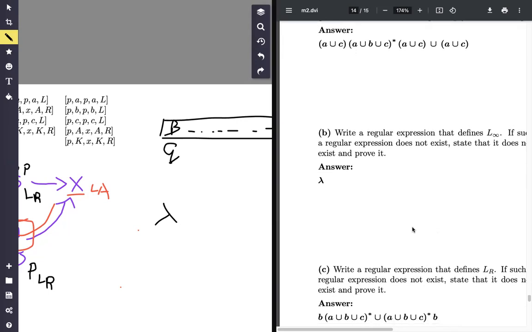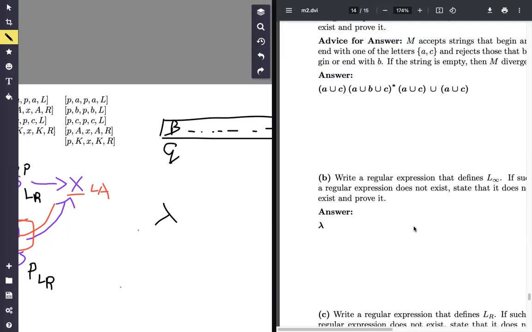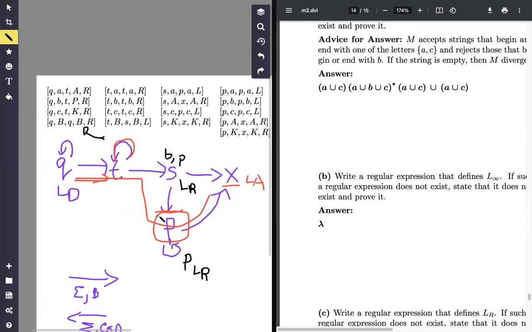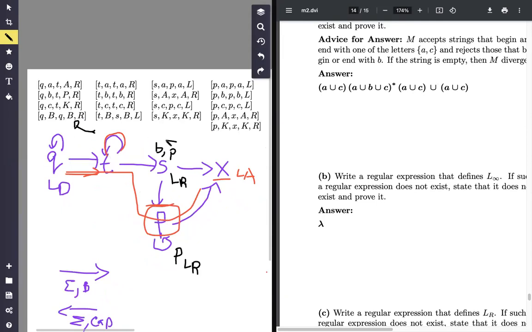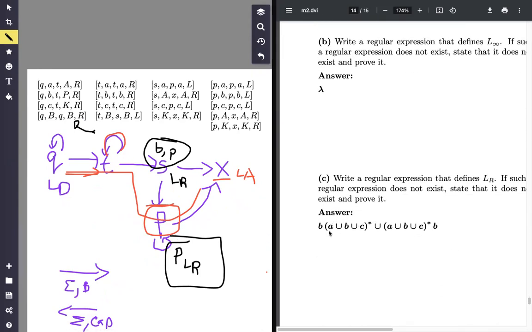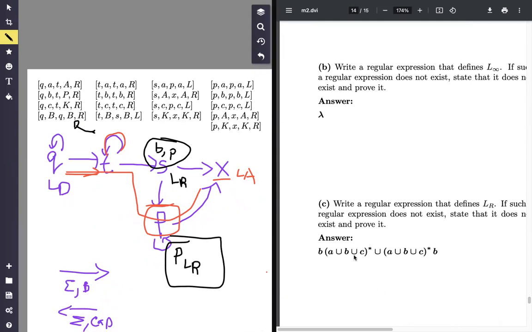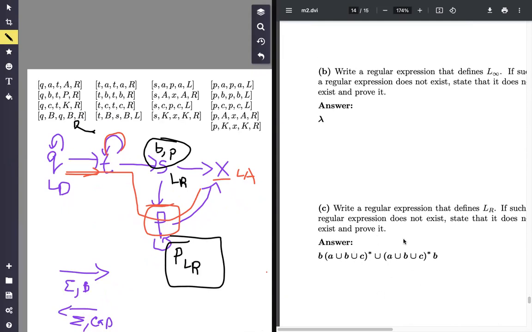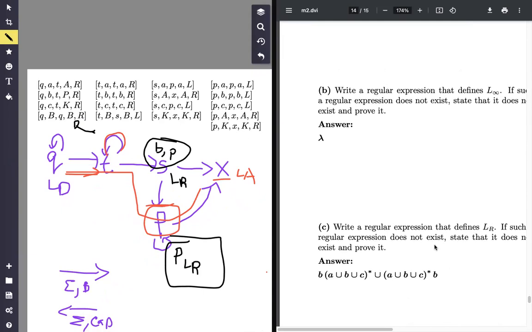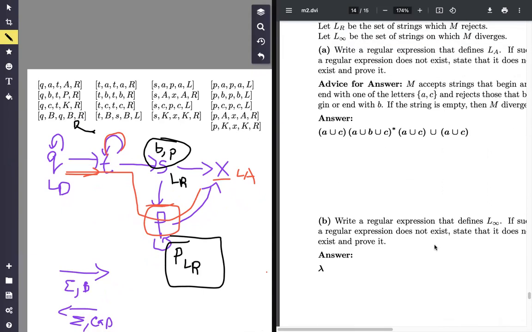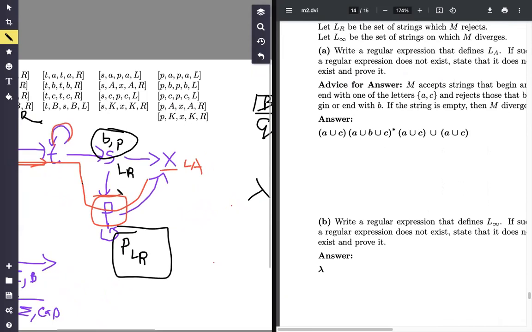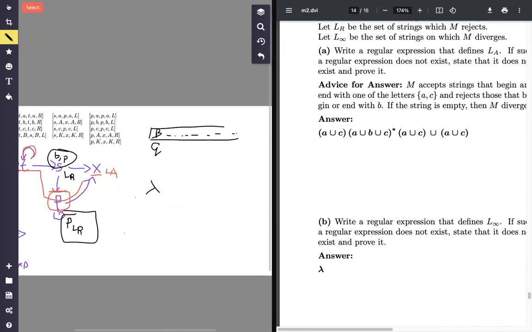Okay. Now let's do rejects. And we know that there are two ways of rejecting, either right here or right here. So there are two parts to the regular expression. We're probably going to generate something slightly different from this, but then we'll consolidate it and show that our answer is equivalent to our answer. Okay, so let's do that.